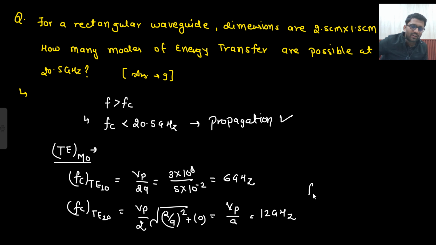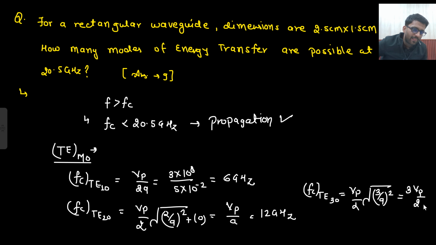If I calculate the cutoff frequency for 30, what will I get? Vp by 2 under root 3 by a whole square, right? And plus 0, that I don't need to write. So what am I getting? 3 Vp by 2a, so thrice of Vp by 2a. What is the value of Vp by 2a? That is 6 only. So now you are getting thrice of that, 18 gig. So what will be your FC for TE40?